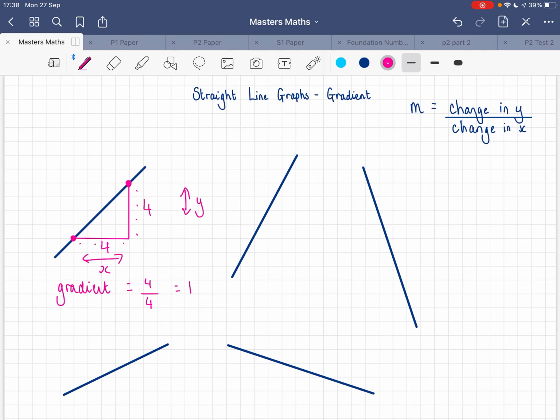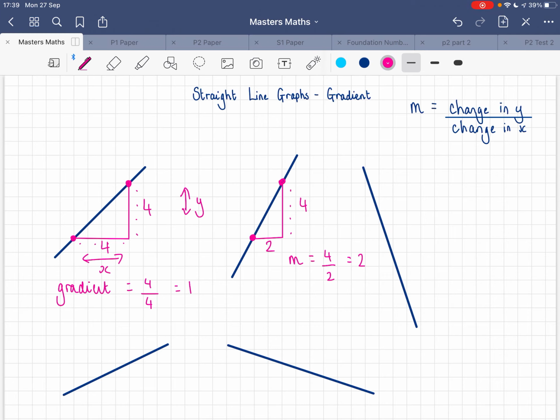Okay? You need to be able to calculate the gradient yourself. And this is how you do it. So if we move on to the next line, again, I'm going to choose 2 points on that line and choose those 2. I'm going to connect it up with a triangle. My change in y this time is 1, 2, 3, 4, so it's still 4. My change in x is 1, 2. To find the gradient, I'm going to divide the y by the x, so 4 divided by 2, which gives me 2. Okay? That's how you calculate the gradient.